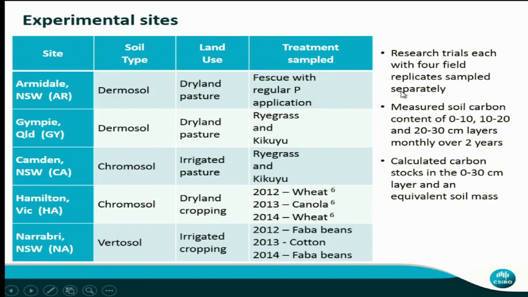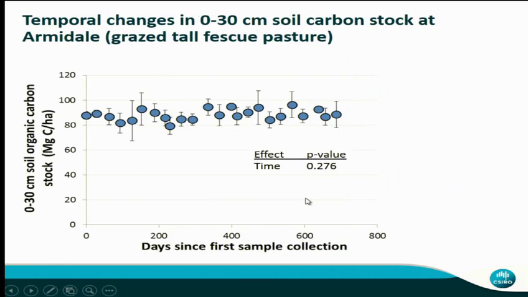So they had 4 reps. We sampled all of them. We measured the layers, carbon contents in the layers, the bulk densities, everything needed. We calculated the carbon stocks of 0 to 30 centimeters, and we calculated them on the basis of an equivalent mass. Different soil types, different management regimes, different crops in place across those. I'm going to show you the data from a couple of the sites.